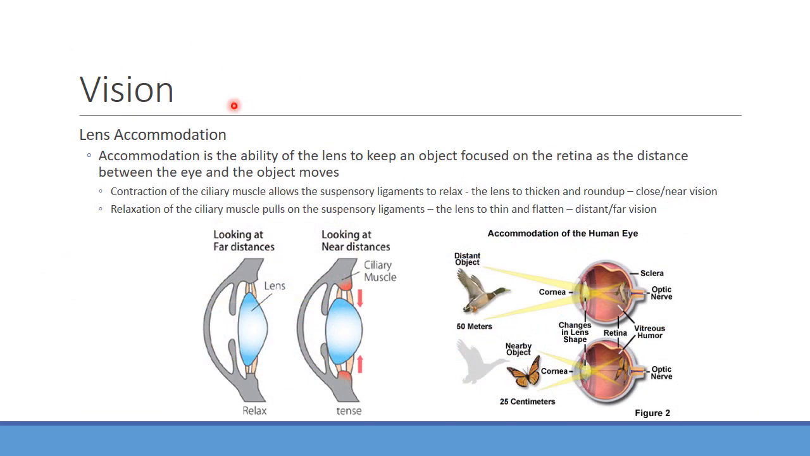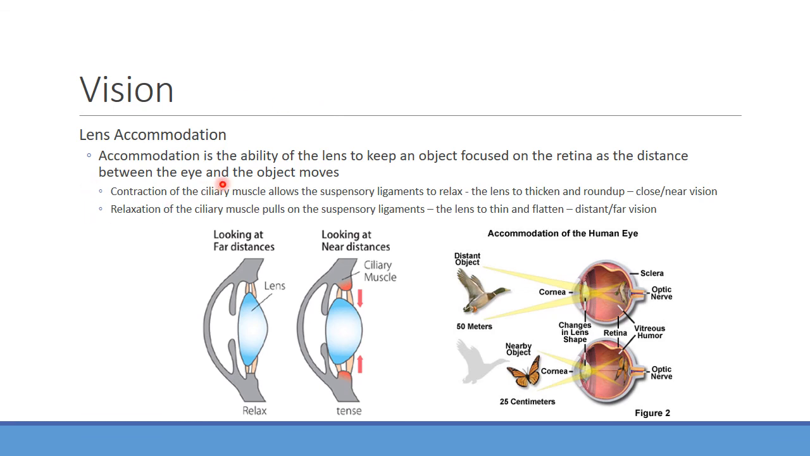So when we have this accommodation, based on where our focal point is, where we're trying to focus and get the clearest picture, whether it be far away or close up, that's going to change the accommodation of that lens, so we can refract that light appropriately to get the clearest picture we can. Accommodation is the ability of the lens to keep an object focused on the retina as the distance between the eye and the object changes, right? I can move from the front of the room all the way to the back, and look at one single point, whether it be a clock or one of you guys, and my lens will accommodate the whole way, so I can always keep focused on one of you.